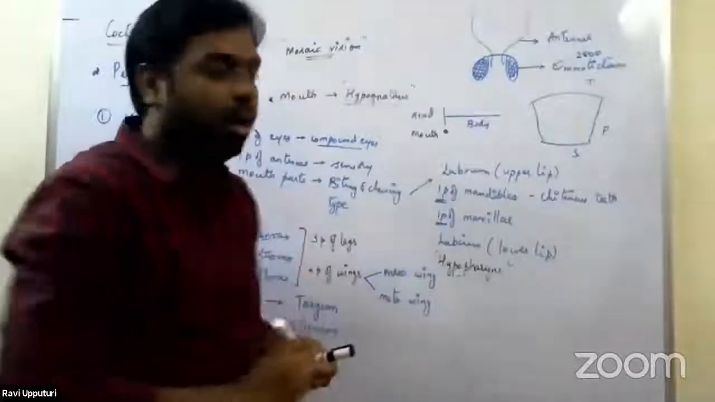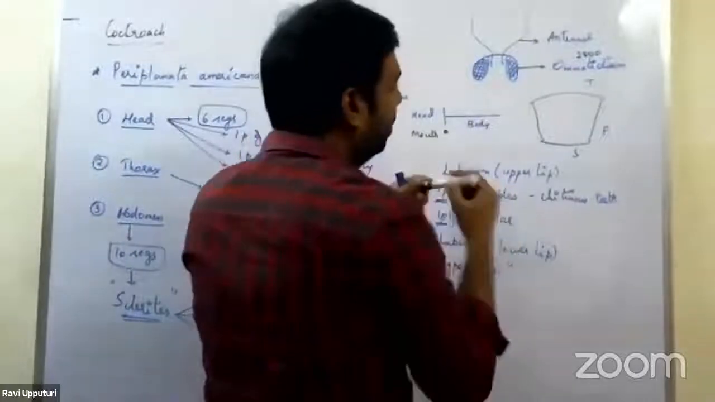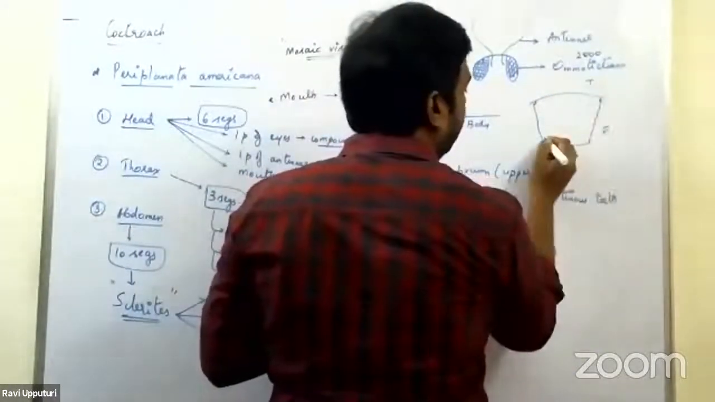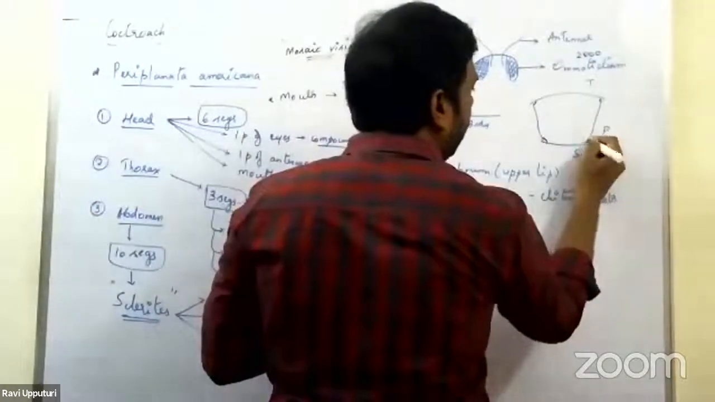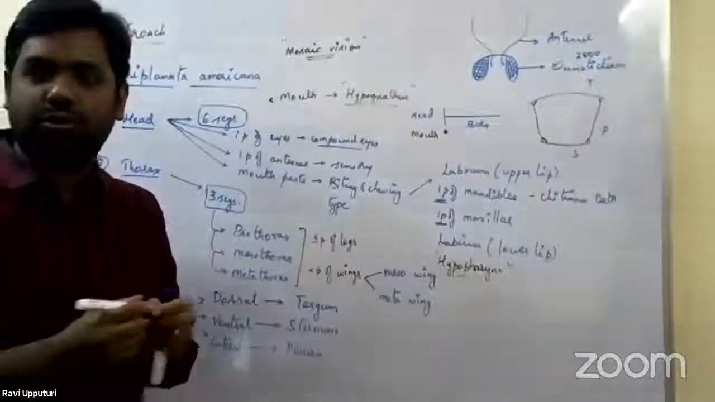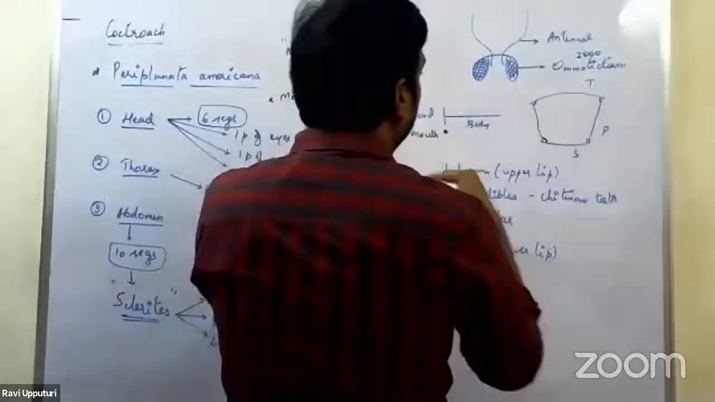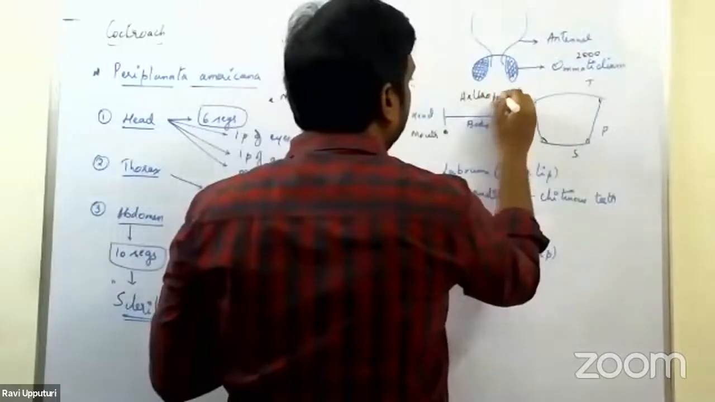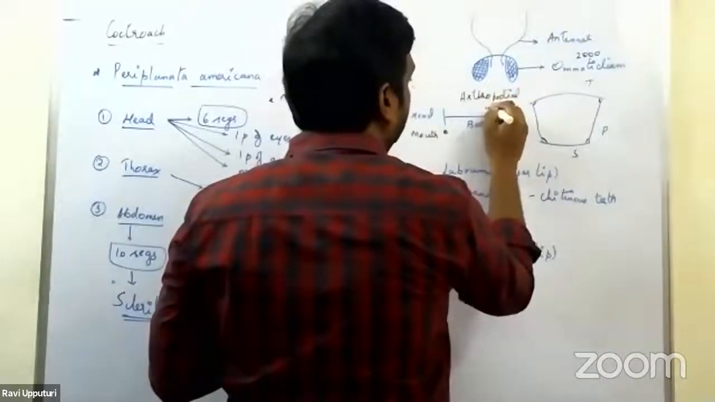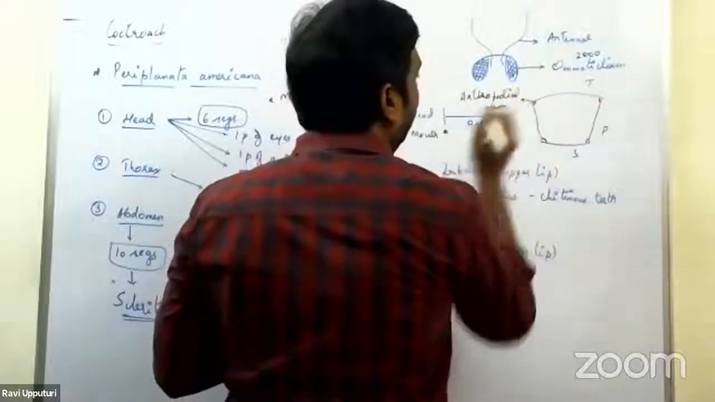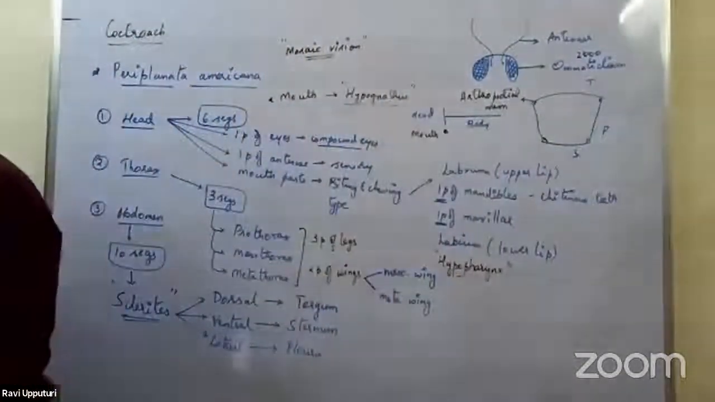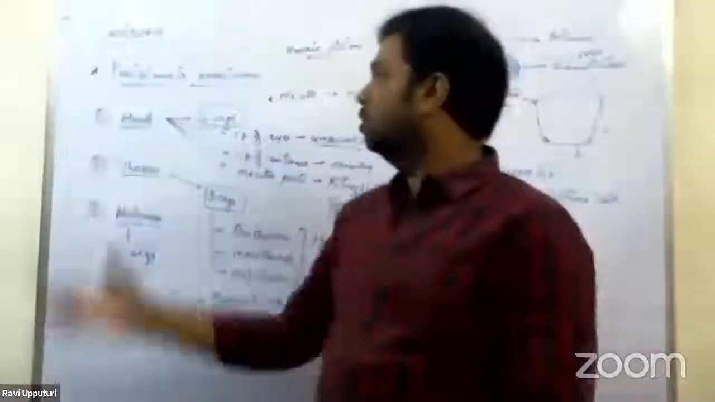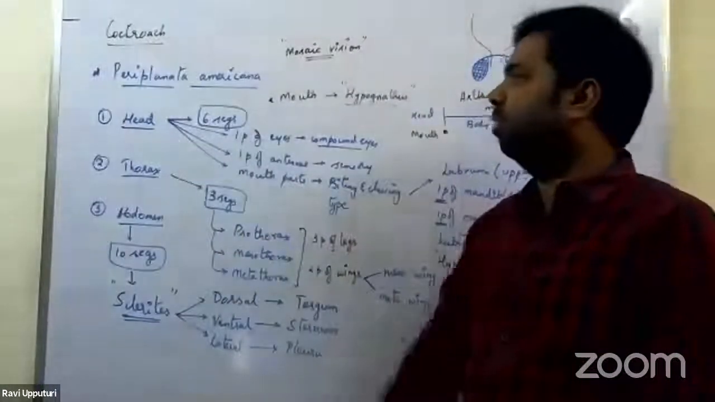Now, all of these sclerites are connected by membranous structures. These membranous structures we call arthropodial membranes. Those are the membranous structures which connect all of those sclerites together. So this is what we have with the morphology of this organism.